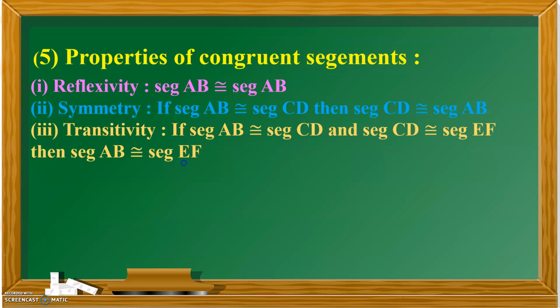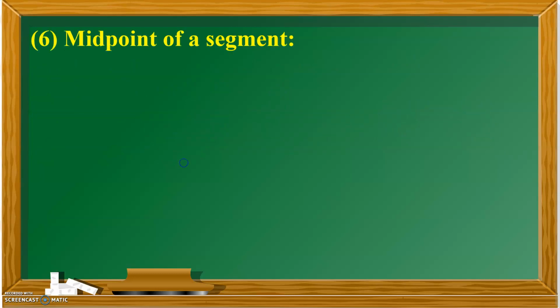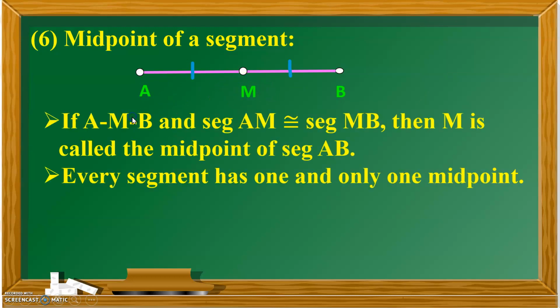We now move on to the next case, that is midpoint of a segment. Now suppose if I take a segment AB, and I have a point M on it such that AM is equal to MB. So we put identical marks on this. This indicates that the two lengths are equal. So then M is called a midpoint. So let's have the definition of this. If A-M-B and segment AM is congruent to segment MB, then M is called the midpoint of segment AB, and every segment has one and only one midpoint.